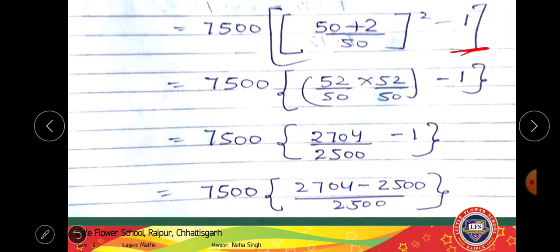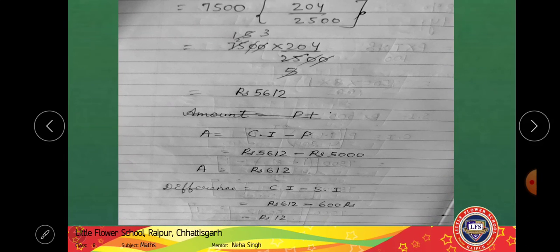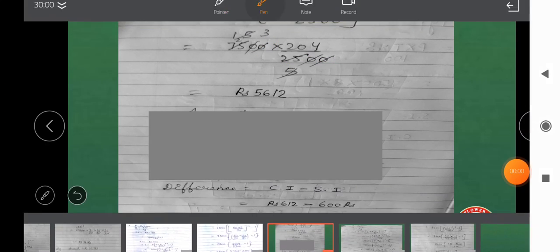Now 52 into 52 we will multiply, it is 2704, right? Then we are going to subtract. What final answer are we getting? 75,000 into 204 upon 2500. 2 zeros will get cancelled. 25 ones are 25, 25 threes are 75, we can directly cancel, or we can cancel it with 5 also, right? 5 5s are 25, 5 15s are 75, then 5 ones are 5 and 5 threes are 15. Now 3 into 204.